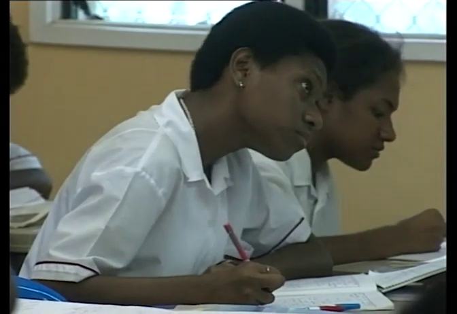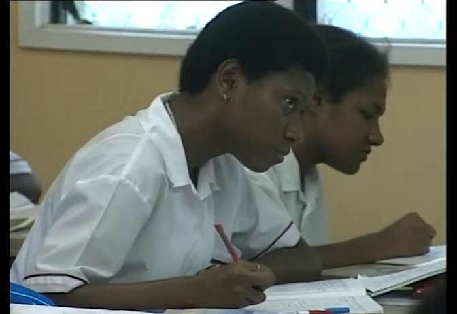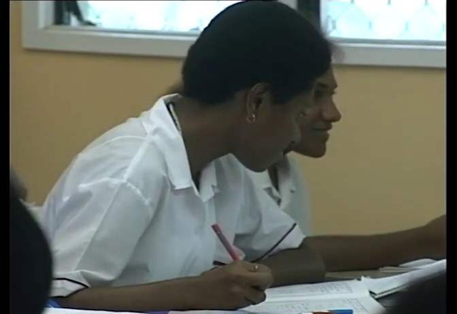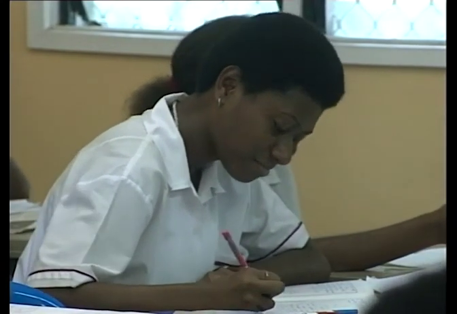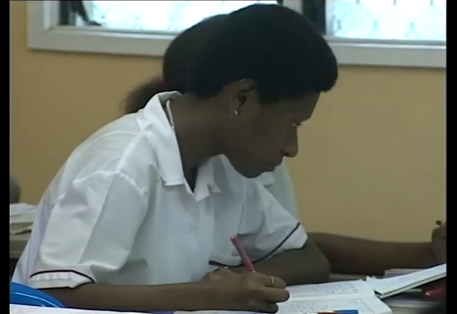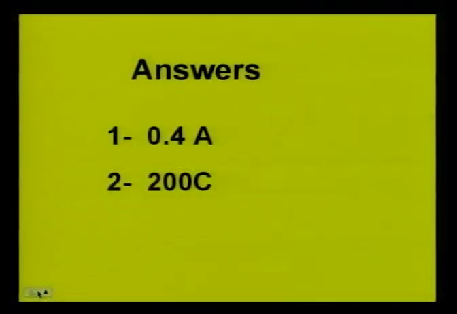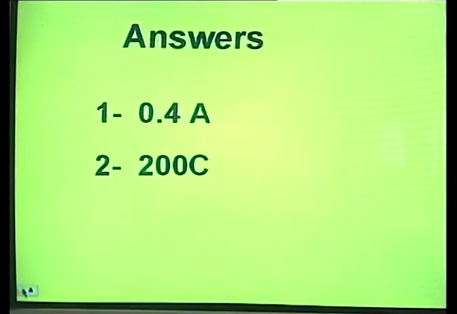All right, looking at our answers to the questions, you'll find that for question number one, this is not 0.4, but it is 0.8 amps. And the second one is 200 coulombs of charge.